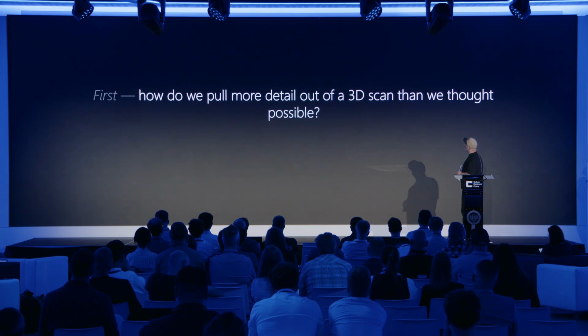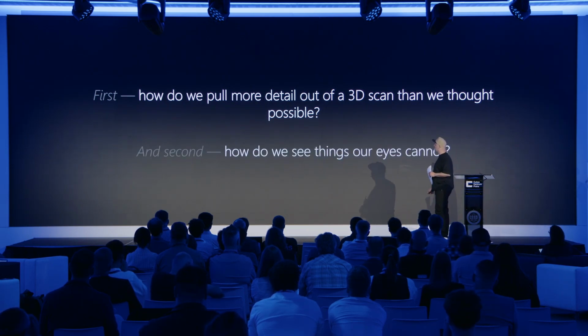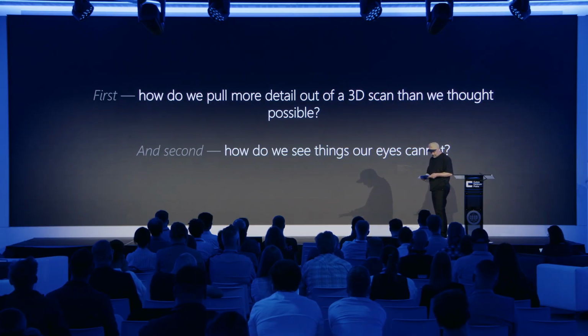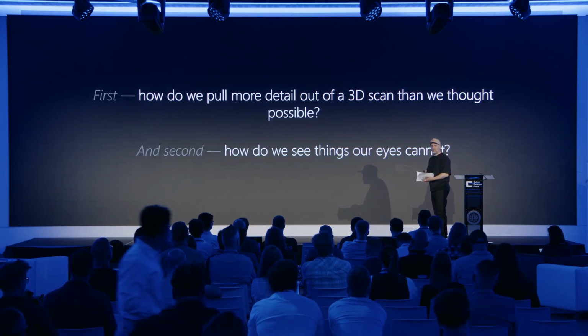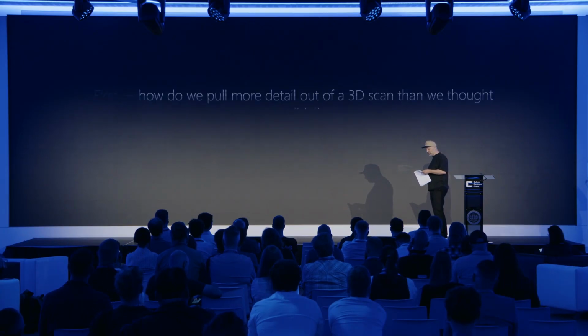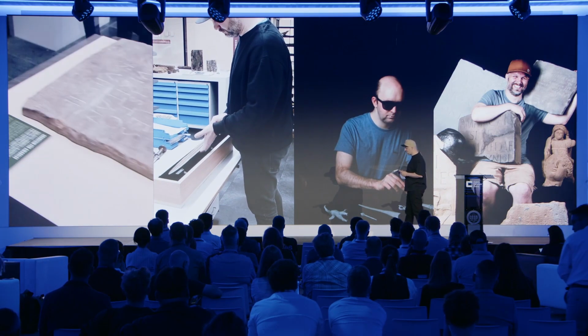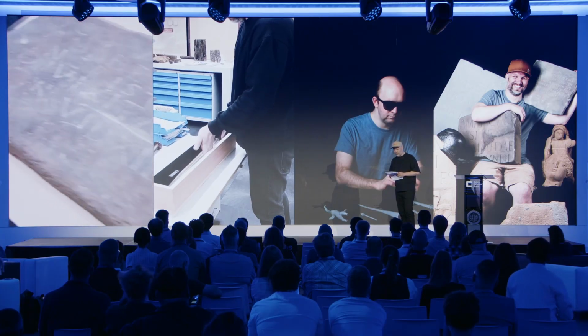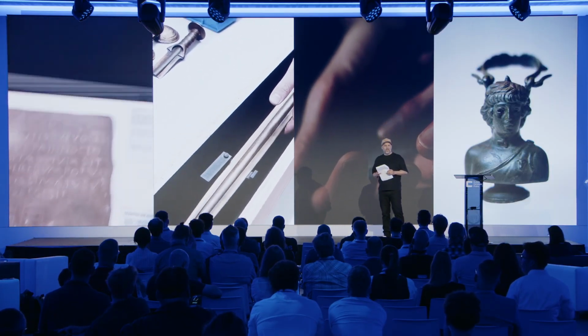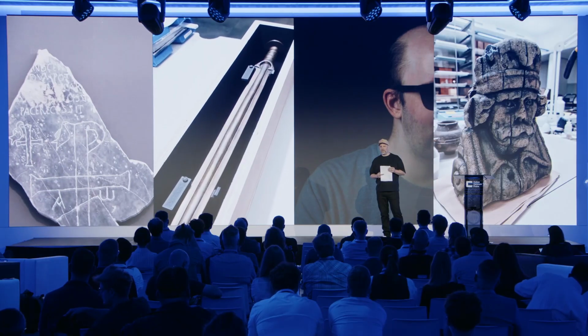How do we pull more detail out of a 3D scan than we thought possible? And the second one, how do we see things our eyes cannot? Before we start, a little bit about myself. A big part of what I do is making replicas. Replicas for museums, exhibitions, researchers, and making replicas is really cool.